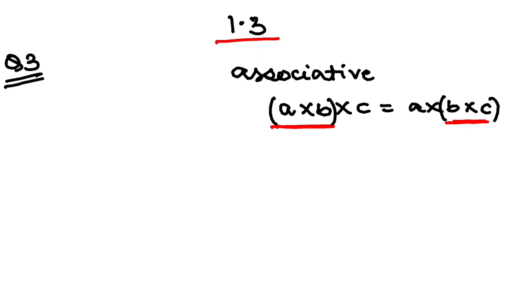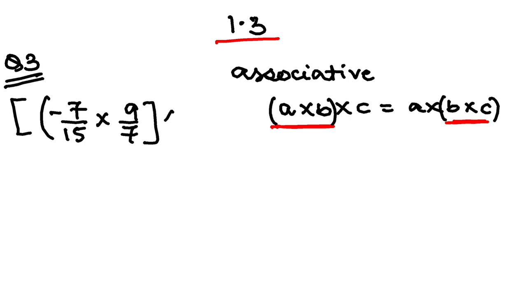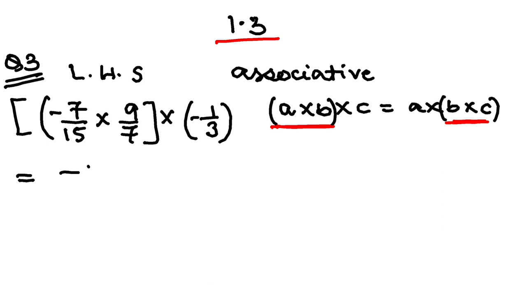Let's take a question now. So the question is minus 7 by 15 into 9 by 7 into minus 1 by 3. Okay, so this will be your left hand side. Okay, so let's evaluate this one. This will be minus 21 by 35. Obviously you people can simplify. Minus 1 by 3, 21 is 7 times, and final answer will be 1 by 5.